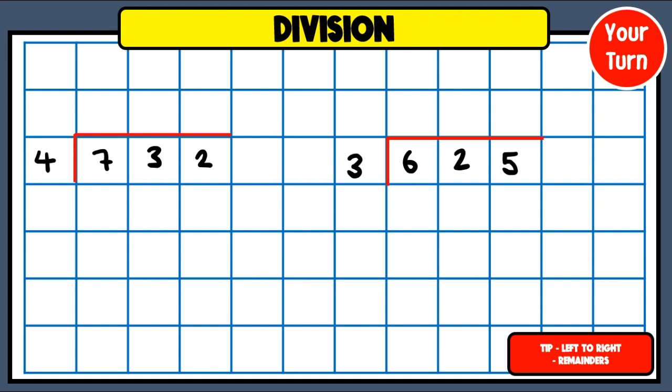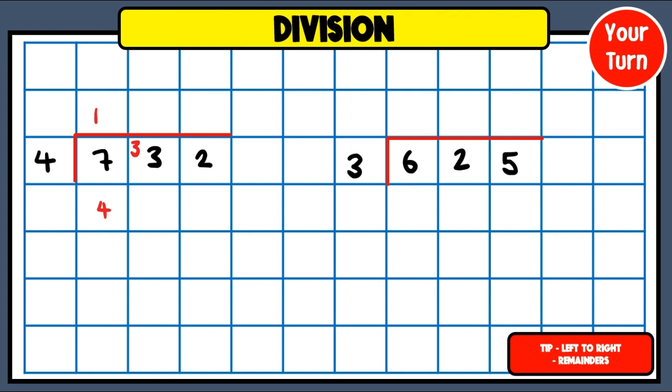Let's look at some answers then. So I've got a divisor of 4 and a divisor of 3. So I've got my 4 times table and my 3 times table. So first question, how many times does 4 go into 732? I'll start with the first one. How many times does 4 go into 7? It goes once. My answer is 4. 4 times 1 is 4. What do I have remaining? 4 add 3 is 7. So I put my remainder there.